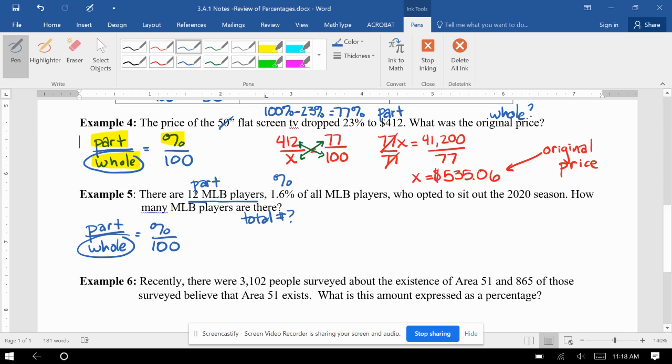Okay, so what we're going to do is cross multiply using the information that we have. So I have a 12 as part. I don't know the total or the whole. I know 1.6 is the percent, and then I go ahead and throw my 100 in there. You're going to cross multiply, so 1.6x equals 200, and then divide both sides by 1.6 using your algebra, and you would end up with approximately 750 total players in the MLB.